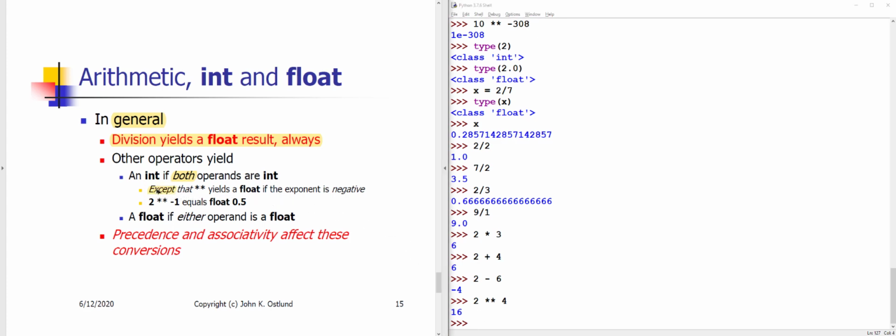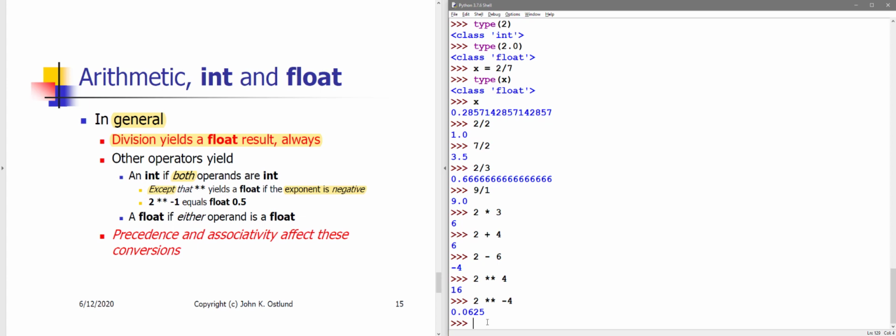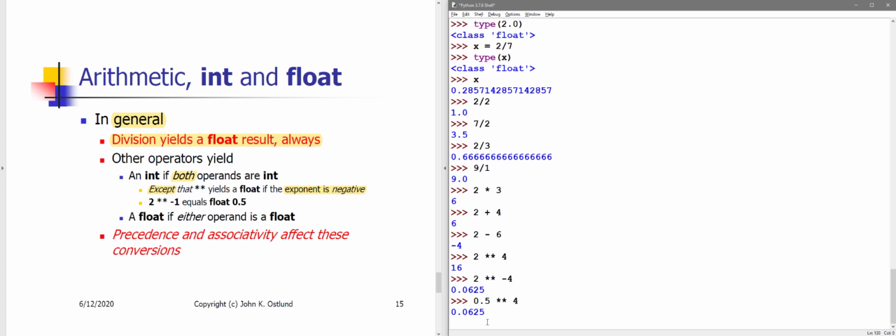One exception here is that if I have an exponent that is negative, a negative exponent is the same, really, as doing a division. So 2 to the minus 4 power, that's the same as 0.5 to the 4th power. And so that is a float, 0.0625. If one operand is a float, then the result is going to be a float, again, regardless of what those actual float values are.